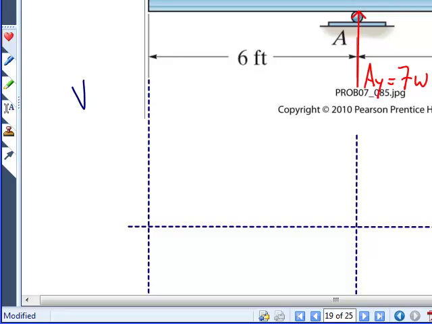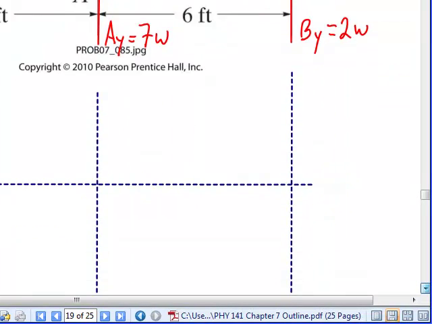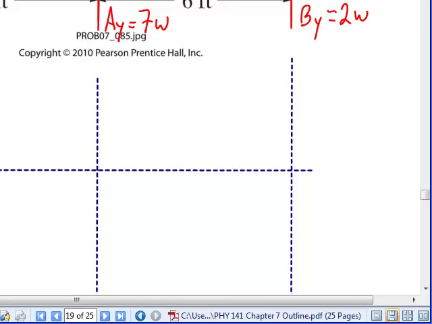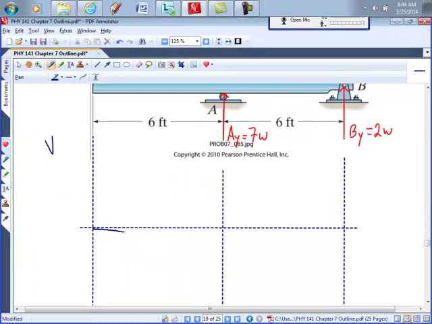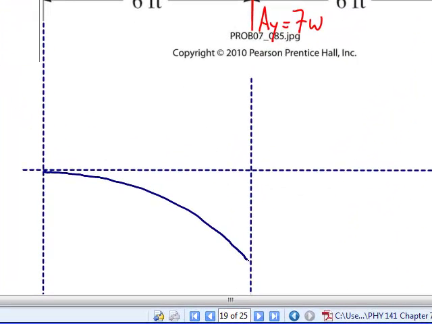What's the shape of the graph going to be? Parabola. Is it going to be opening up or opening down? It is going to be opening down because of that negative sign here. So the area is going to be a negative area because it's a negative distributed load. So it's going to be a parabolic area that looks like this.